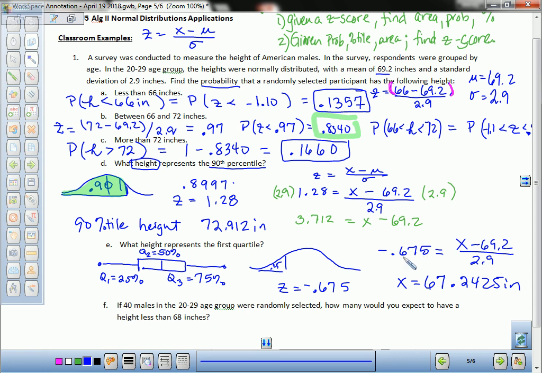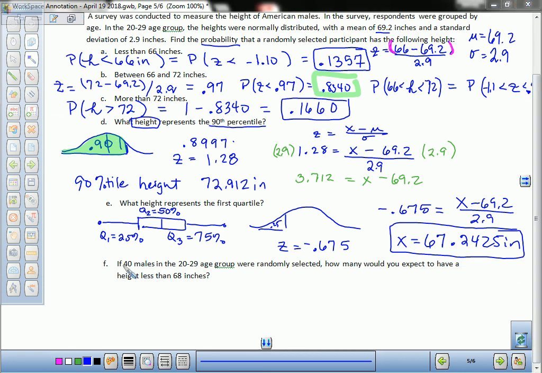Now, if on a test or quiz you wrote negative 0.67 and you worked it that way, I'd give you credit. If on a test or quiz you wrote negative 0.68, I'd give you credit. Okay? But I have to see your work to know what you chose.